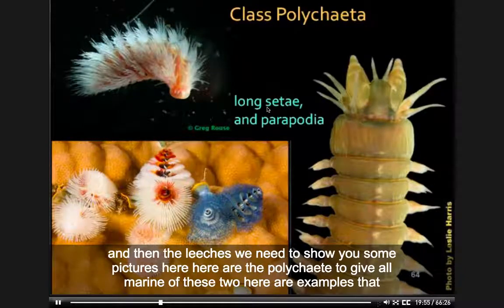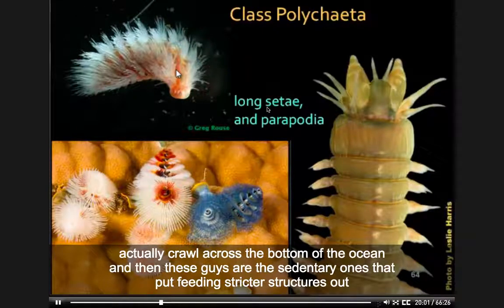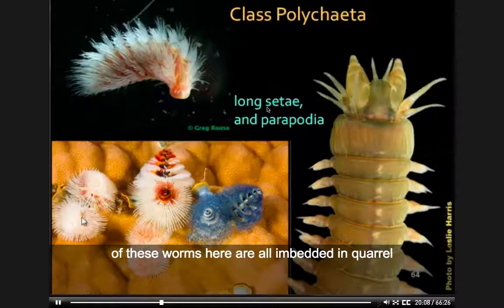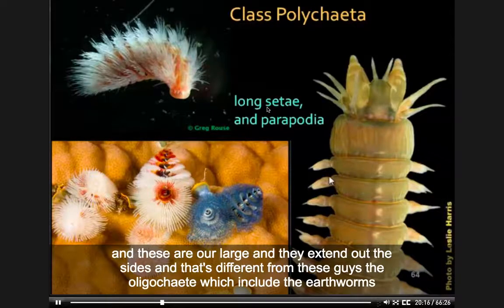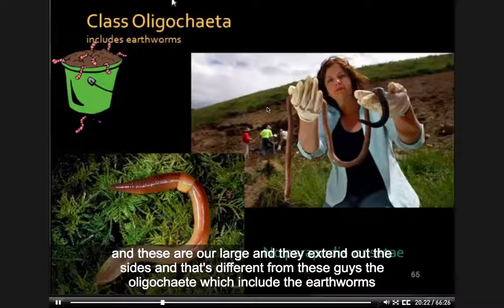Here are the polychaetes again, all marine. These two here are examples that actually crawl across the bottom of the ocean. And then these guys are the sedentary ones that put feeding structures out. These worms here are all embedded in coral. And you can see the setae, right? Polychaete, polychaeta. And these are large and they extend out the sides. And that's different from these guys, the oligochaetes, which include the earthworms.